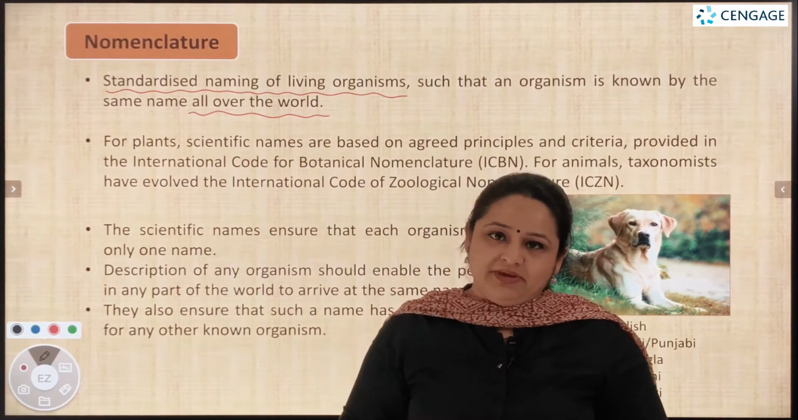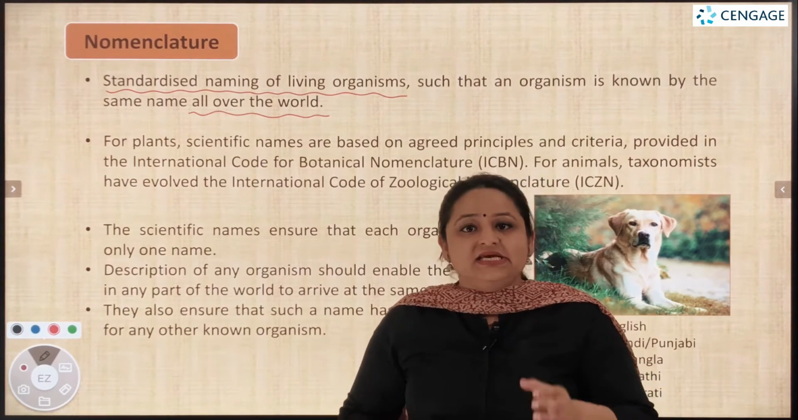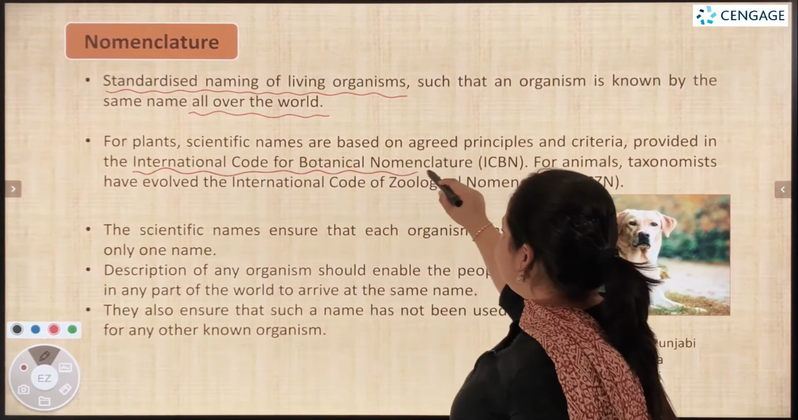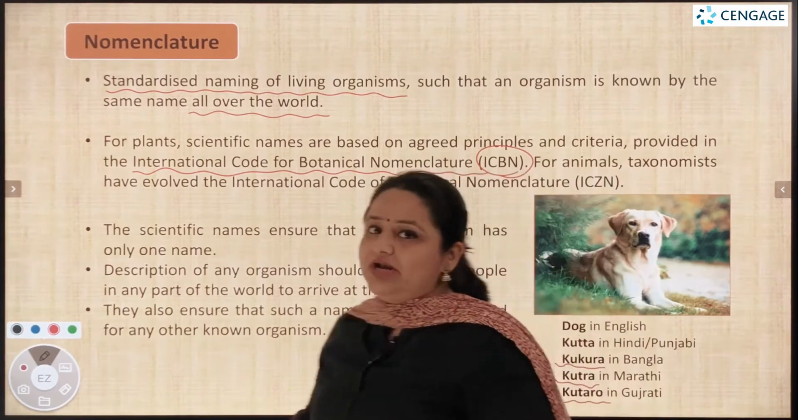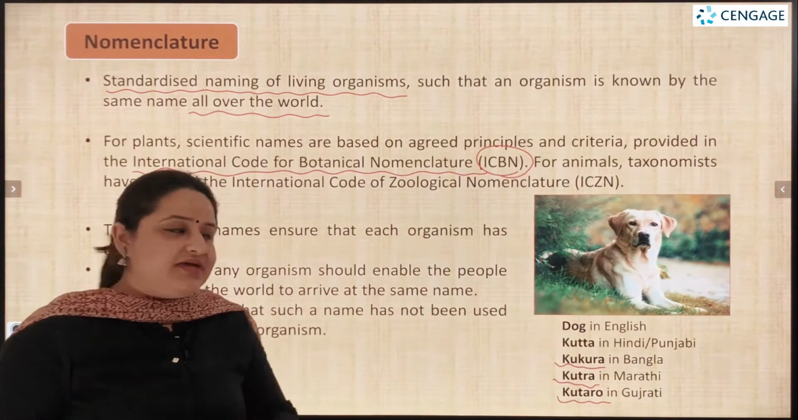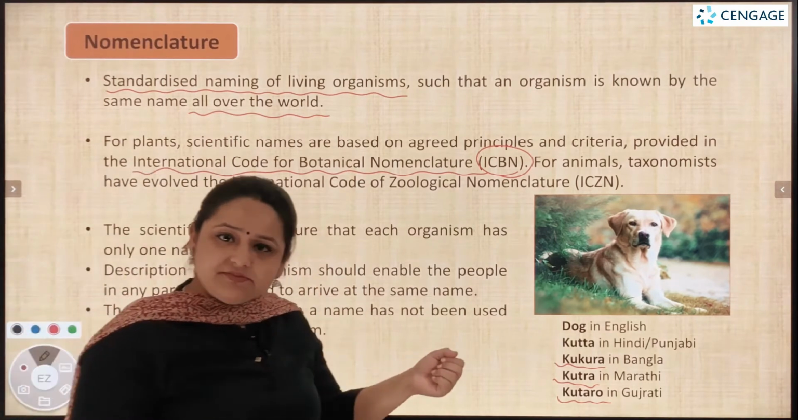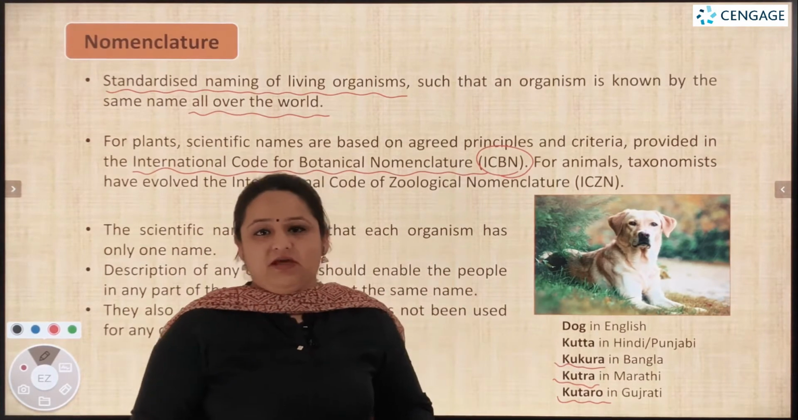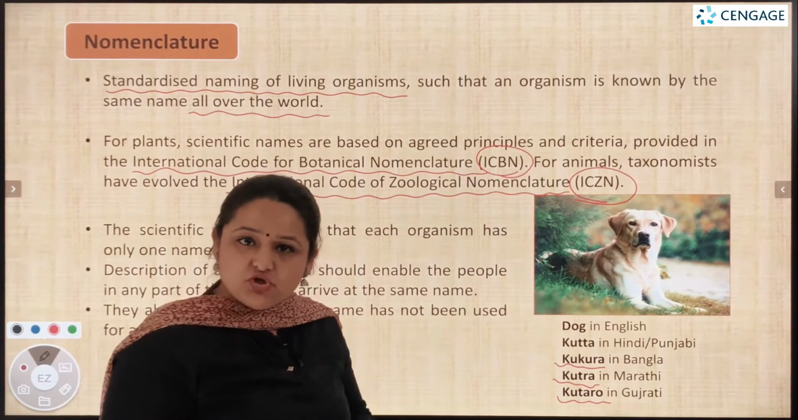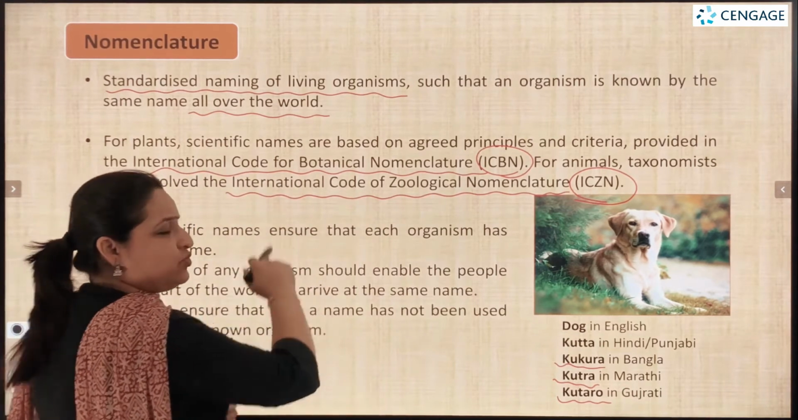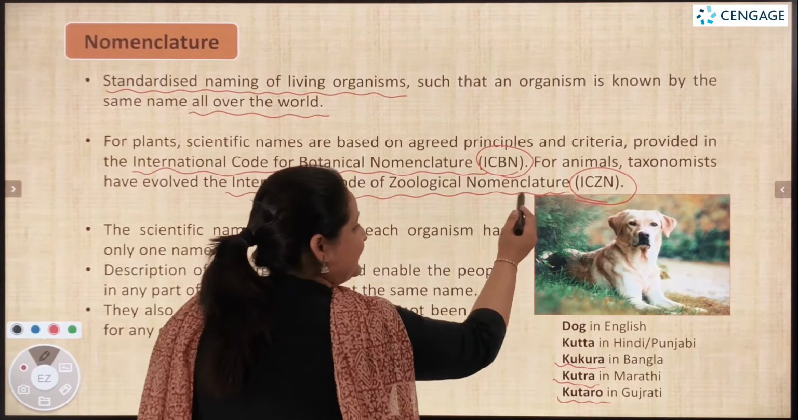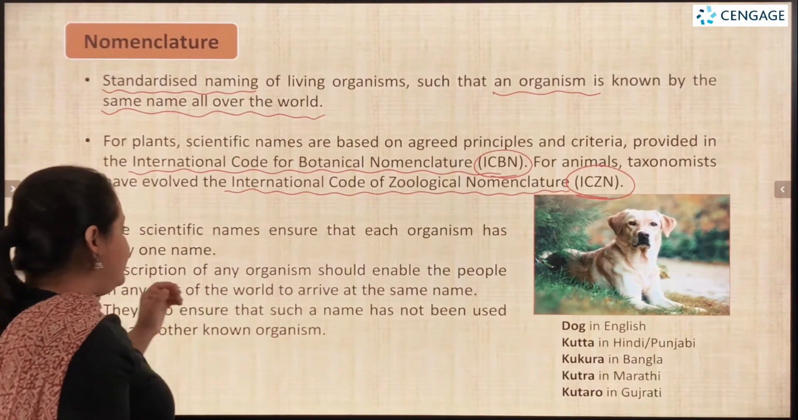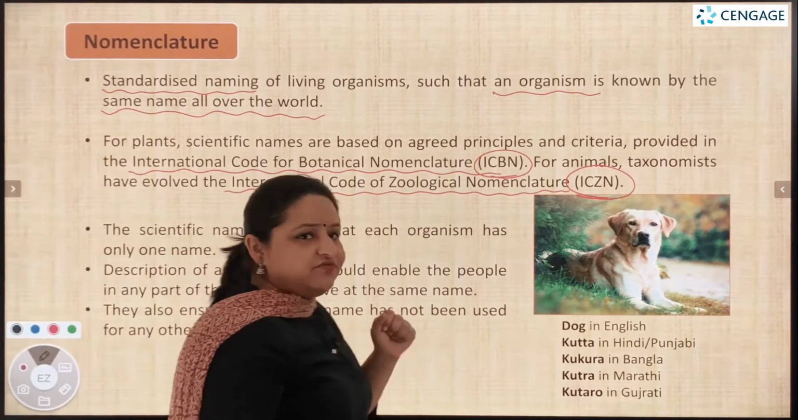This is known as nomenclature. Now in the case of plants, this nomenclature is dealt by the International Code of Botanical Nomenclature, also called ICBN. So ICBN has agreed on certain principles or criteria on the basis of which we can name the plants. Similarly, in the case of animals also, there is an International Code of Zoological Nomenclature called ICZN.